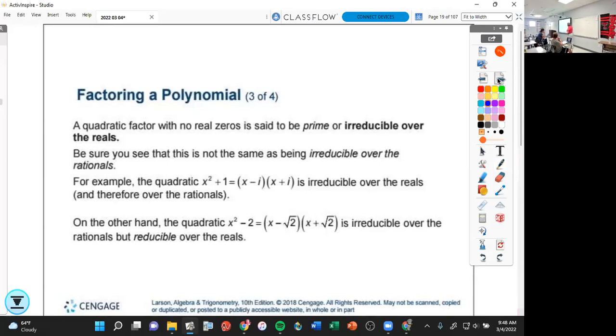The quadratic x squared plus 1 is irreducible over the reals. However, we can factor x squared plus 1 over the complex numbers. X squared plus 1 factors into x minus i, x plus i. Okay, so these are complex factors. But if we wanted to leave it in terms of real, we could leave it as x squared plus 1. X squared minus 2 factors into x minus square root of 2, x plus square root of 2. Okay?